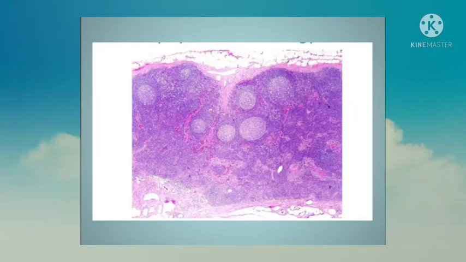Within the cortex, there are several rounded areas called lymphatic follicles or lymphatic nodules. Each nodule has a pale staining germinal center that is surrounded by a zone of densely packed lymphocytes. Within the medulla, the lymphocytes are arranged in the form of branching anastomosing cords.